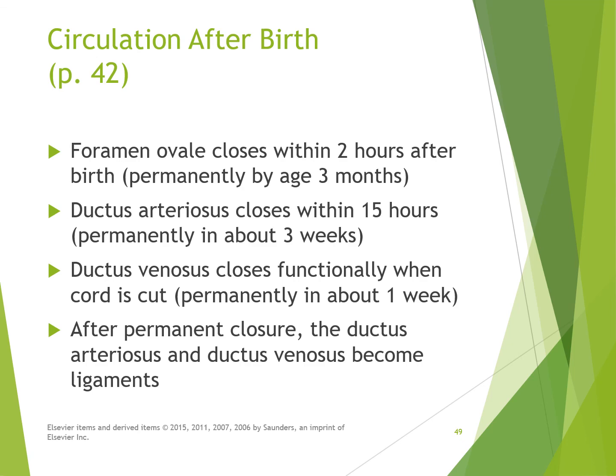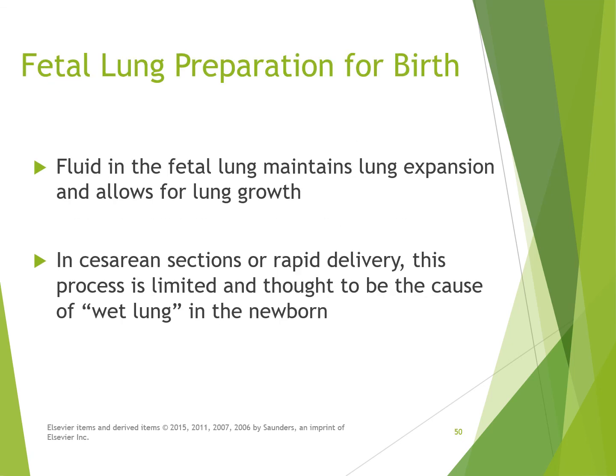Okay, anyways, moving on to the ductus venosus, closes functionally when the cord is cut. So basically at delivery, permanently at about 1 week. After permanent closure, this is so cool, and if you watch that video on YouTube, which please do, it's only a little over 5 minutes, the ductus arteriosus and ductus venosus become ligaments. So interesting. And the foramen ovale becomes, what do they call it? A cartilage between the atria.